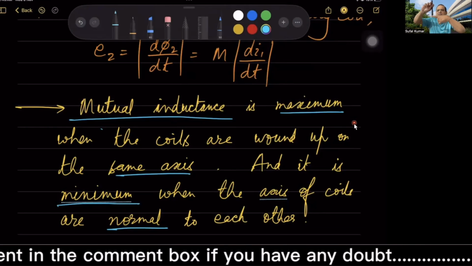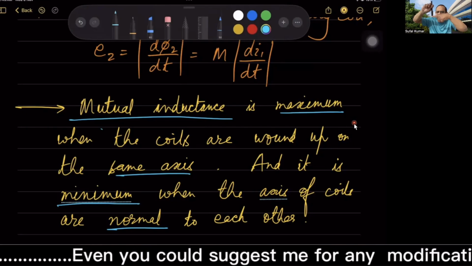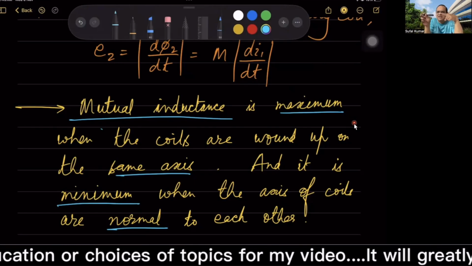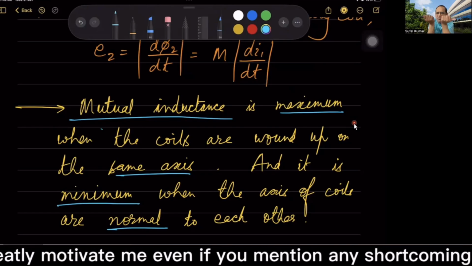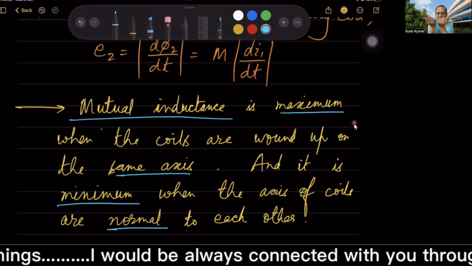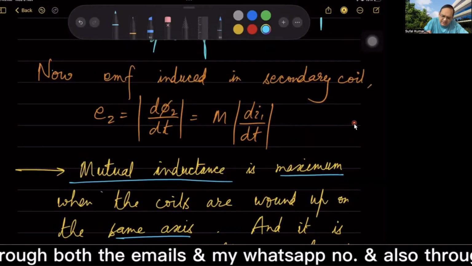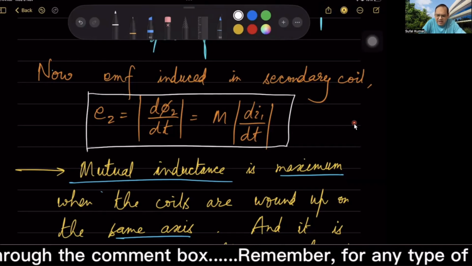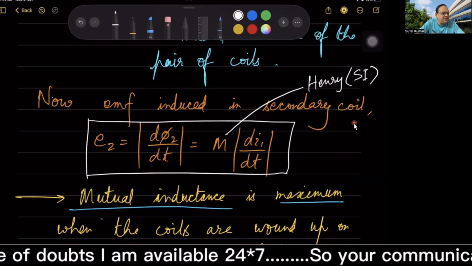That means when both the coils are placed like this, they will be influencing each other in the least manner. But if these two are placed like this, then they will be influencing each other most strongly. I have to underline this point again. Capital M is also measured in Henry. I'll be coming on to defining capital M also.